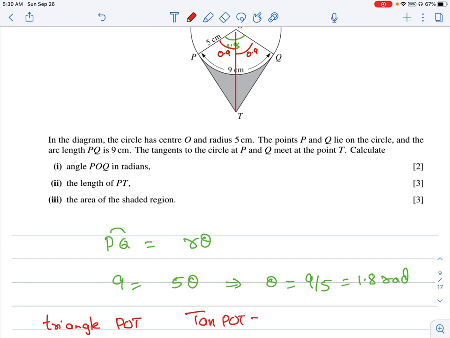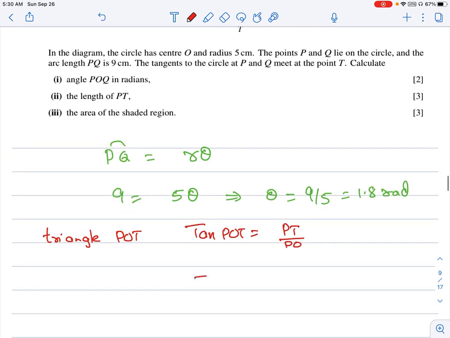Tan POT is equal to opposite side by hypotenuse. What is the opposite side? PT is the opposite side. And the adjacent side: opposite side by adjacent side, not hypotenuse. Adjacent side is nothing but what? PO. PT upon PO.